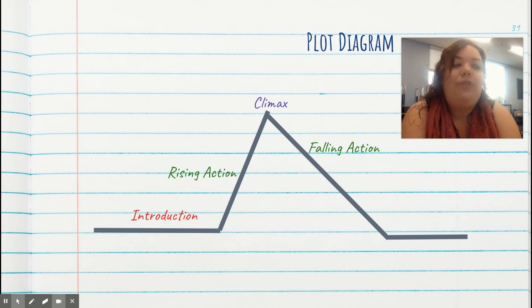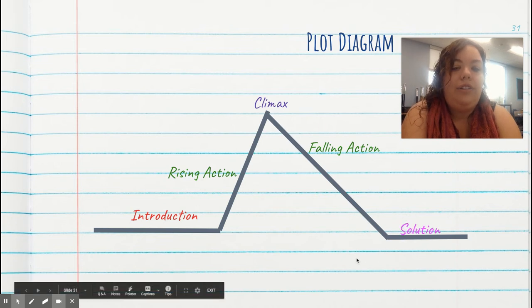But in a story, the falling action is when a character starts solving the problem. You start seeing maybe what the solution is. Like this big problem at the top, the climax, doesn't seem so big anymore because they're coming up with the solution. And then this final line is the solution.